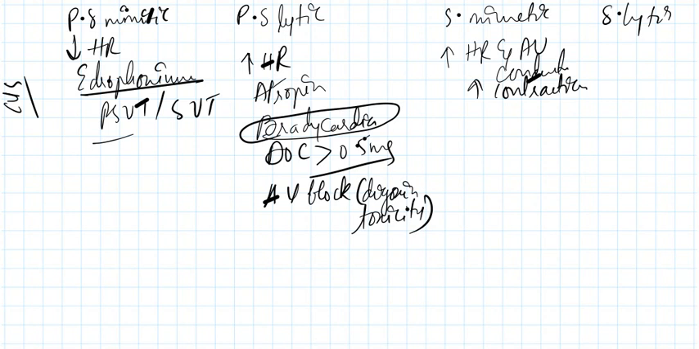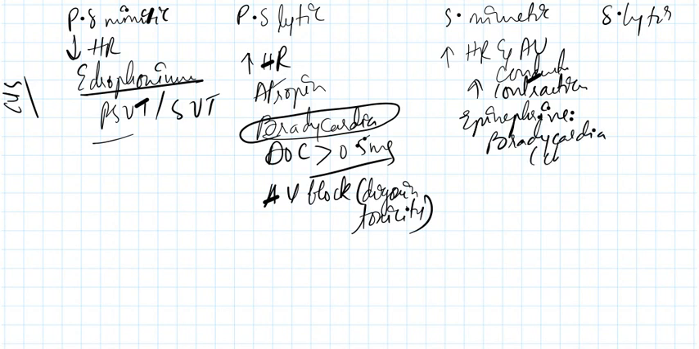Now, epinephrine is a primary sympathomimetic. Epinephrine is used in bradycardia in children, and it's also used in cardiac arrest. These are very important statements, you just listen.